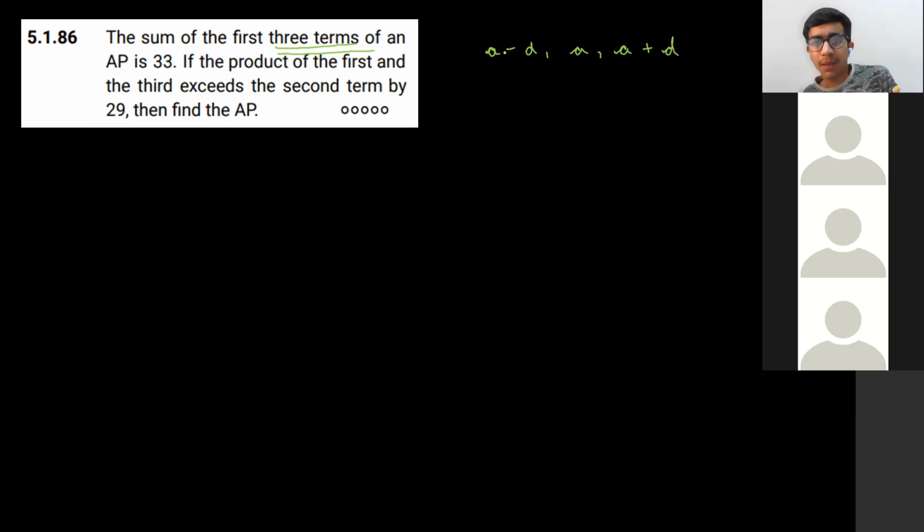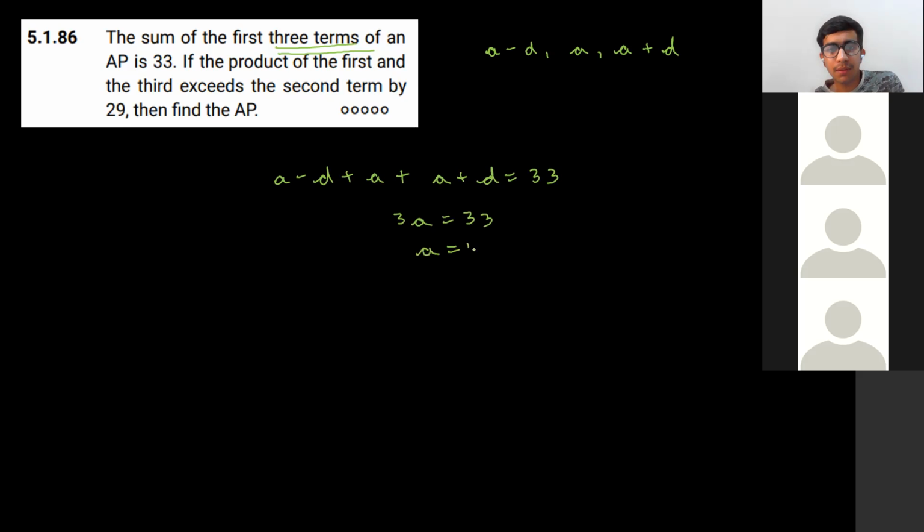So let me solve this by taking this particular case. We have the sum of the first three terms as 33. That means A minus D plus A plus A plus D is equal to 33. So 3A is equal to 33. A is equal to 11.